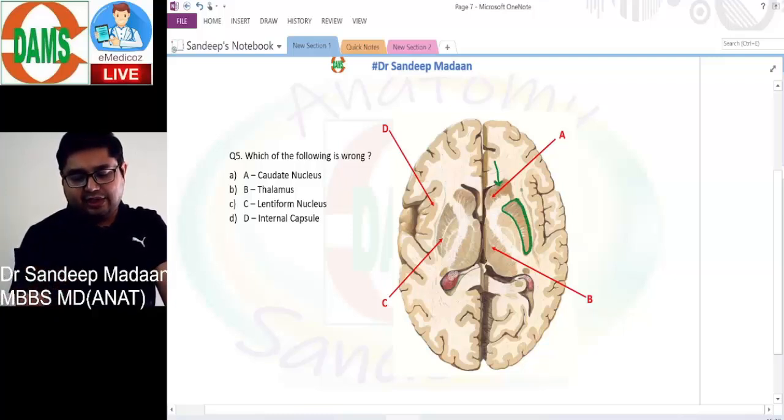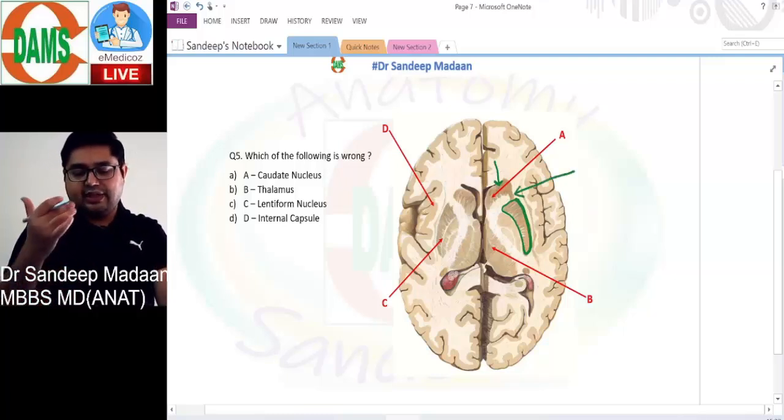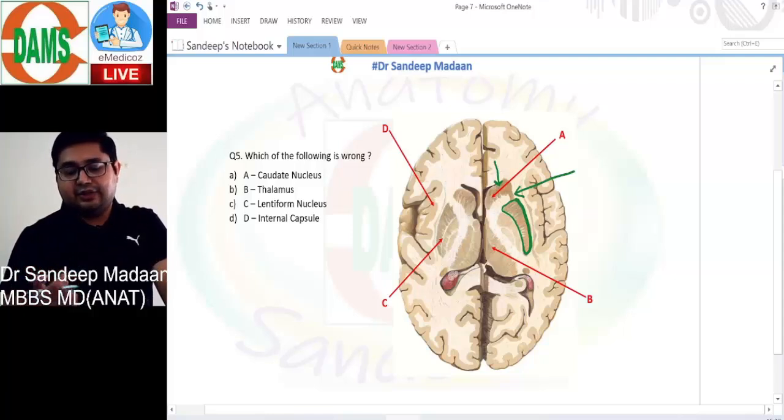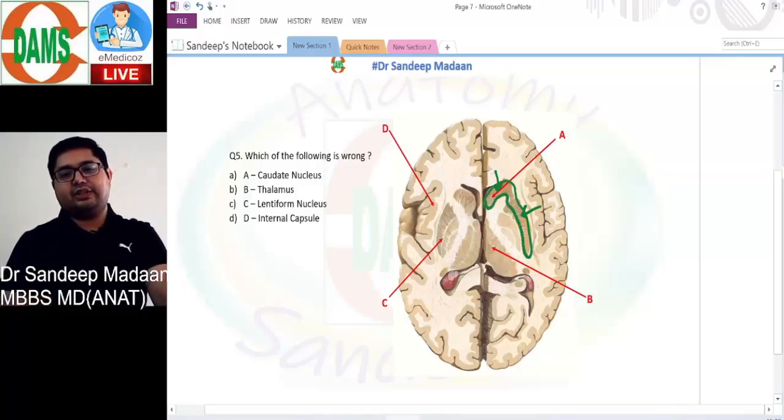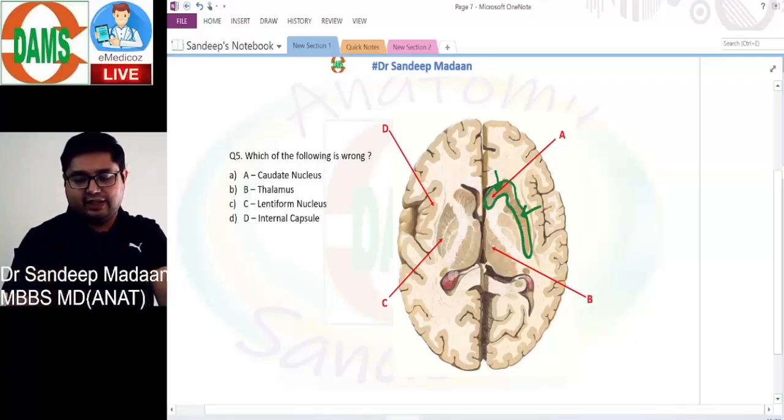So caudate and putamen are connected together with the help of these striations. Because they are connected with the help of striations, these two nuclei, that means caudate as well as putamen, together are called the striatum or neostriatum. Alright, this is one part.